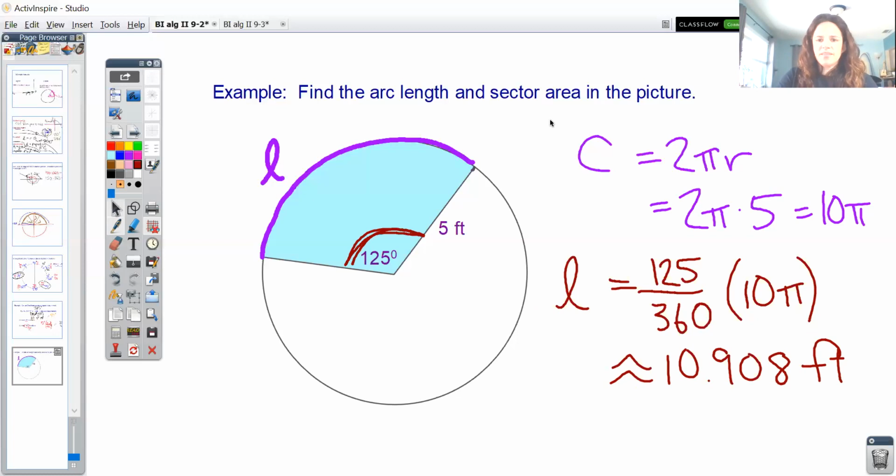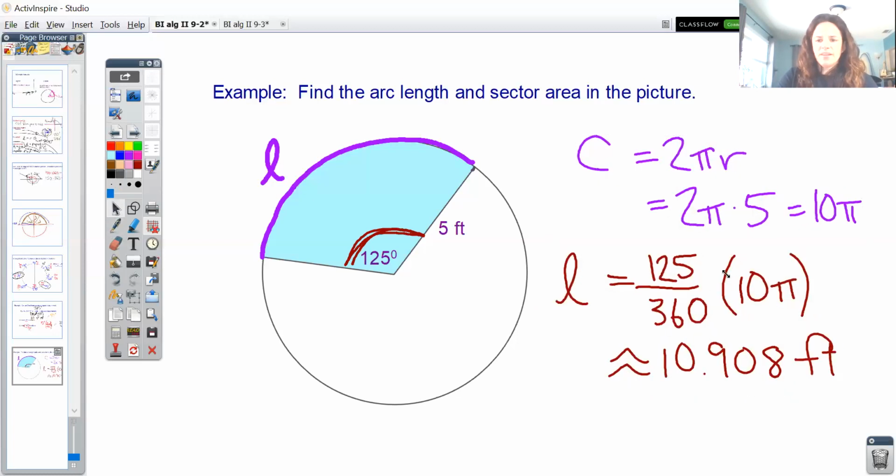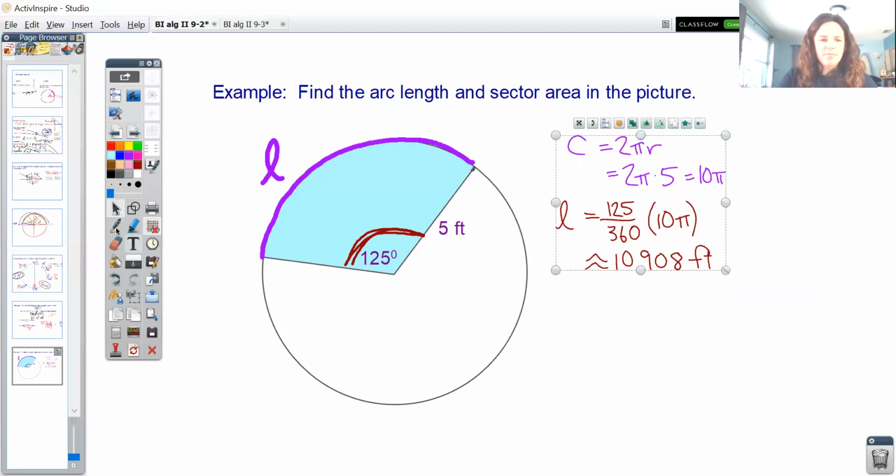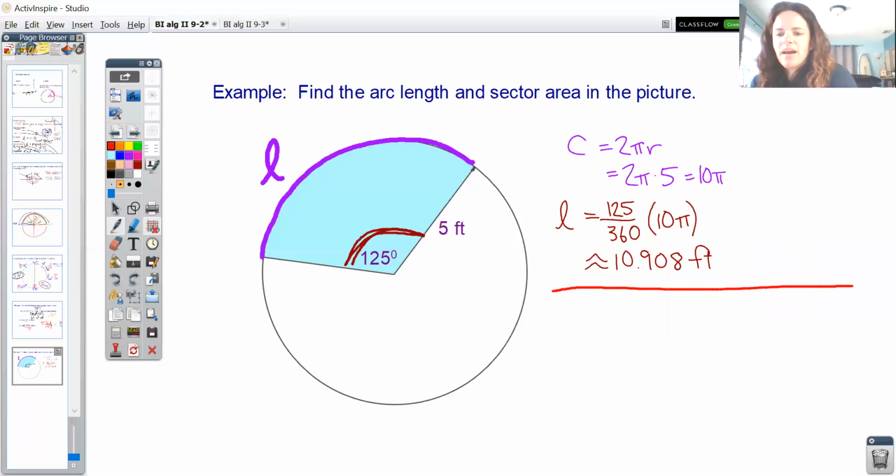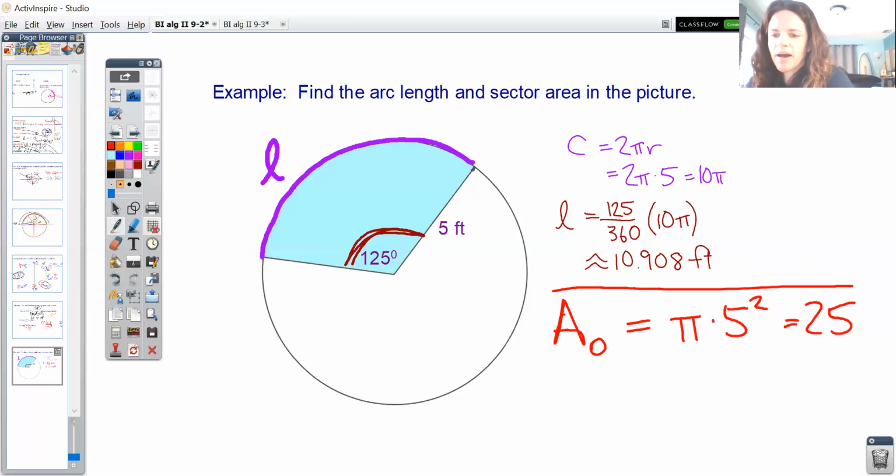So that's arc length. For sector area, again, because we have degrees, we could convert it to radians and then use the formula I gave you. So you're welcome to do that. But because I already have degrees, let's just think of it as a fraction of the whole area. So the area of the whole circle, and this is not a zero, this is a circle, a picture of a circle. The area of the circle would be pi r squared, which is 25 pi.